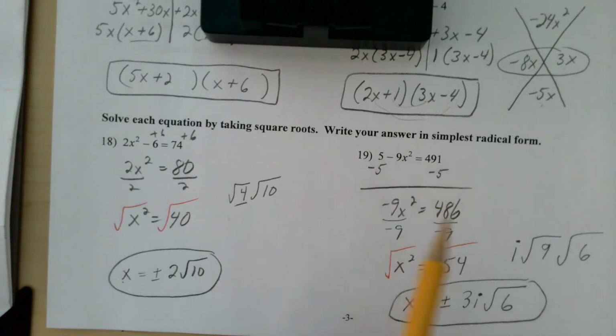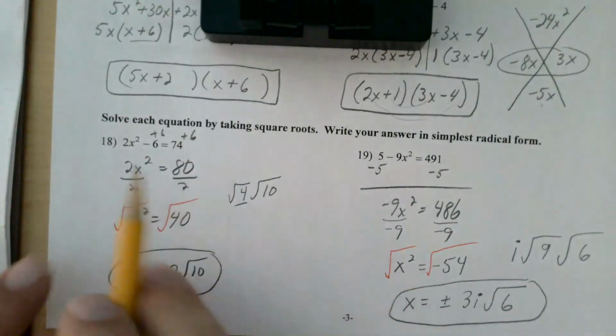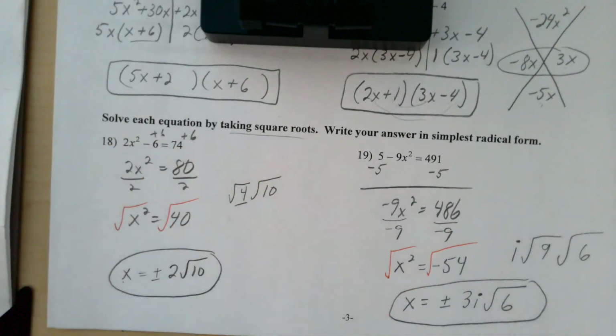So subtract your 5, divide. The square root method is a lot easier, but you could use the quadratic formula. You would still need to get a 0 on one side if you're going to use the quadratic formula. But I am telling you to solve by taking the square root.